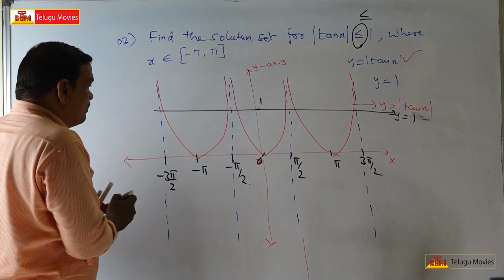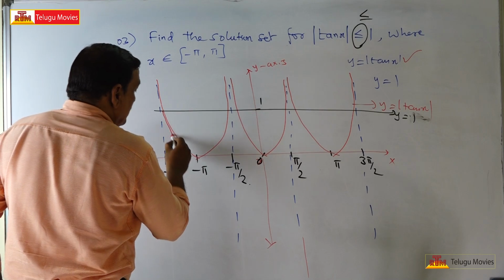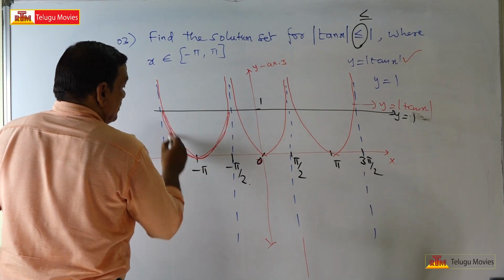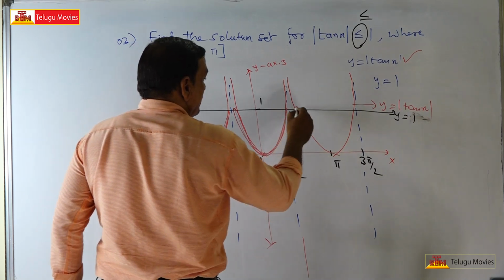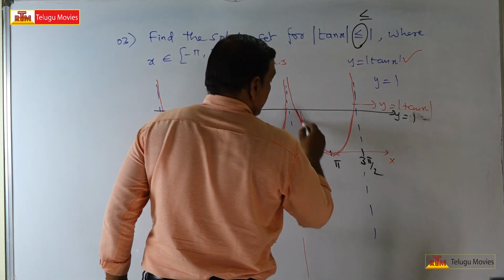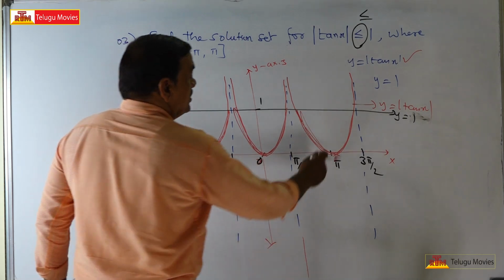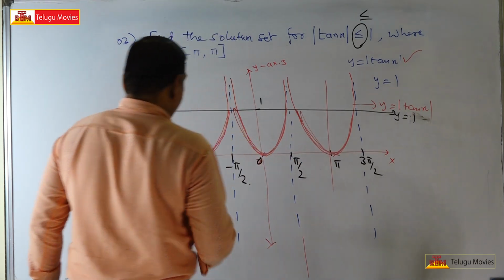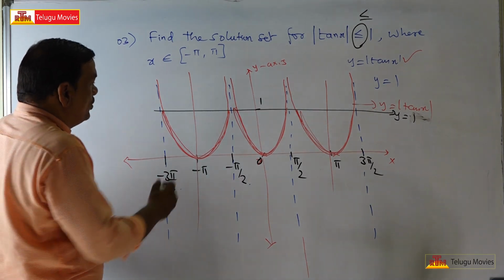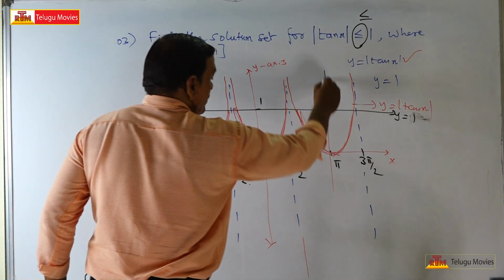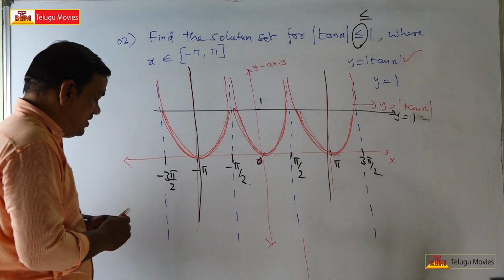So this is the required part, from here to here, and here also, from here to here, from here to here. Of course, here you should take only up to pi. Observe the graph, up to here only you have to take. What are the intervals that lie in between?